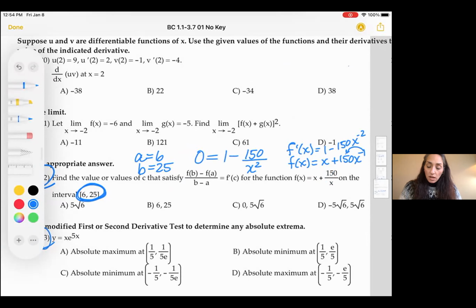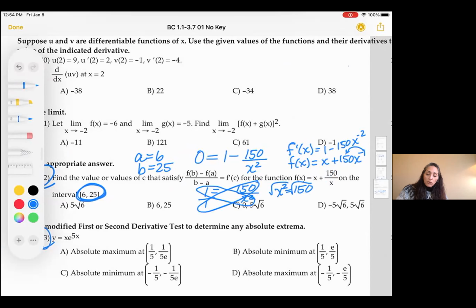Okay. And then we're going to solve that equation. So this would be negative 1 equals negative 150 over x squared, if I subtract 1 from both sides. I could divide both of these by negative 1 and just get rid of that negative. So that becomes positive, and that's positive. And then I could put the 1 over 1 and cross multiply. So x squared equals 150. Take the square root.